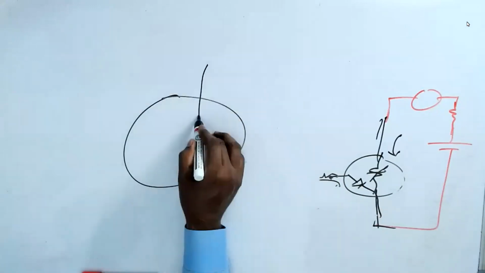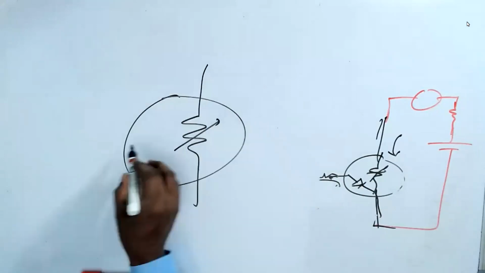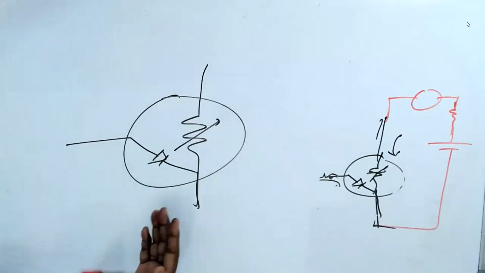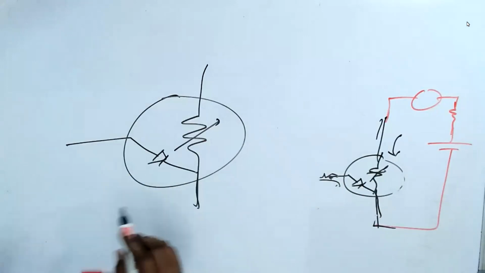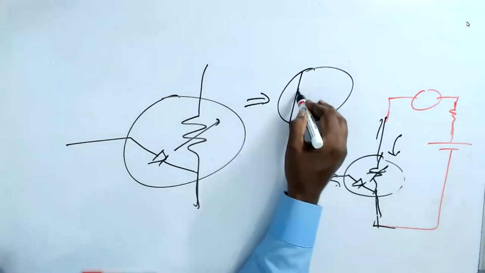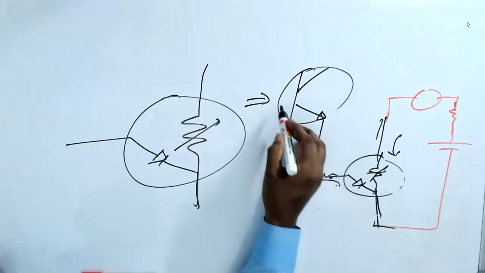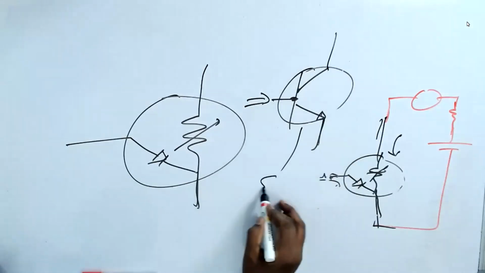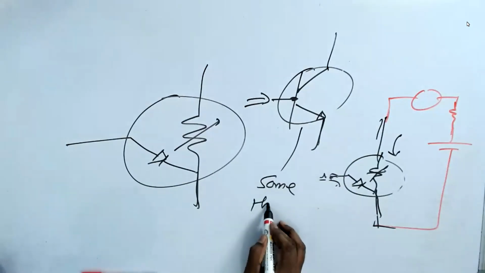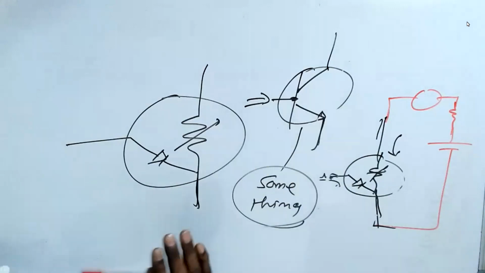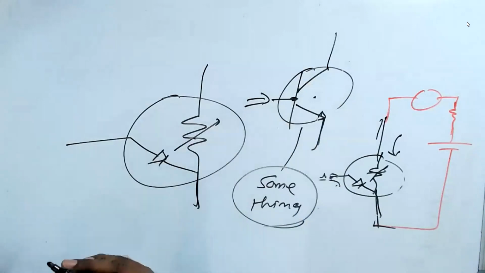You will understand if you draw like this. You will understand better. But unfortunately, they made it a symbol like this. That's why you thought this is something. Understand? You think this is great. Nothing. A transistor is nothing but a resistor. A transistor is nothing but a variable resistor.